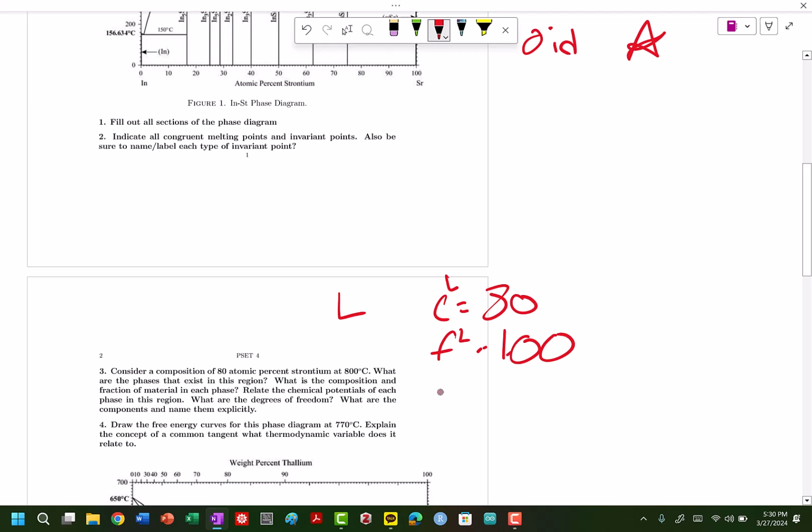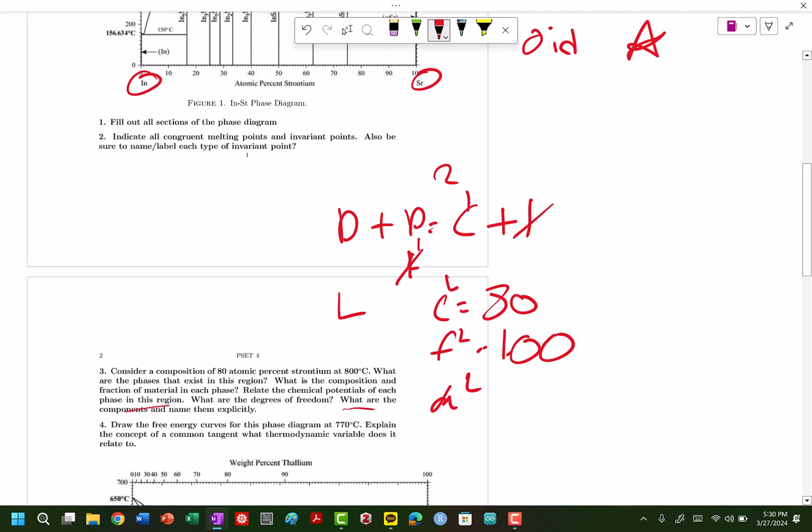Chemical potential is just the chemical potential of liquid. That's the only one, it's our lowest, we're in a single phase region. What are the degrees of freedom? So remember, degrees of freedom plus phases equals components plus 1. Our components are 2 components, indium and strontium. Phases, 1, and it's a liquid phase. So what are degrees of freedom? 2.